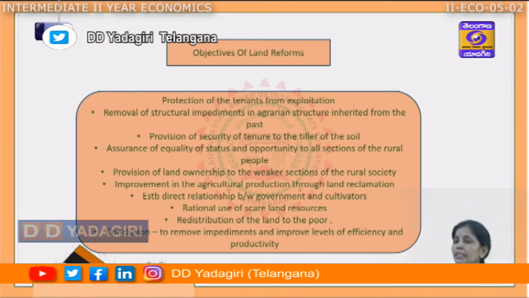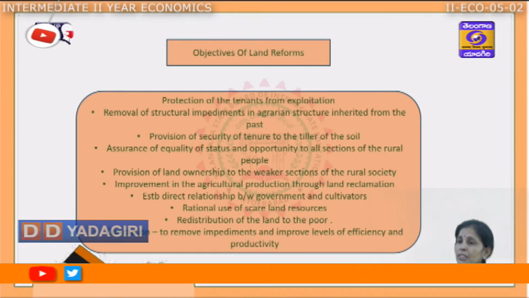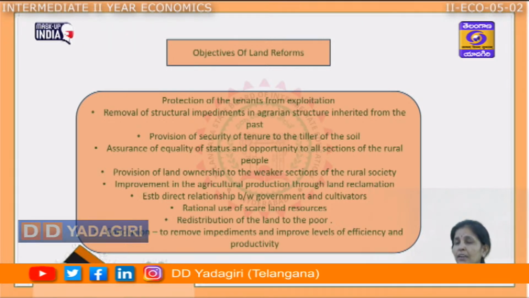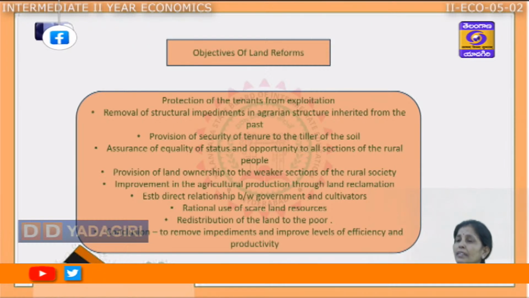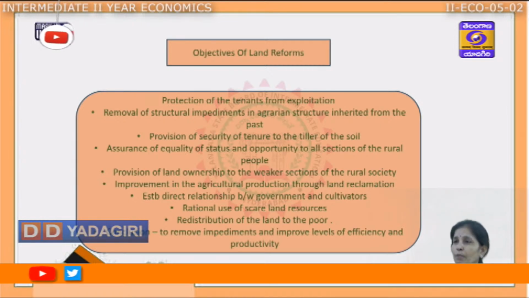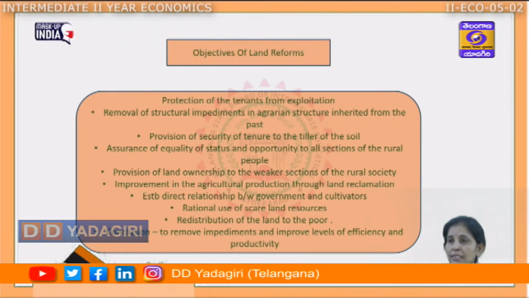The next one is redistribution of the land to the poor. This is very, very important. The land is not equally distributed and if we go with the concept of redistribution of agricultural land, we can emphasize equality and social justice by equal distribution of land to the poor. And if we remove all these problems, we are increasing efficiency and productivity. That is the major objective of land reforms. This is again very important for 2 marks.